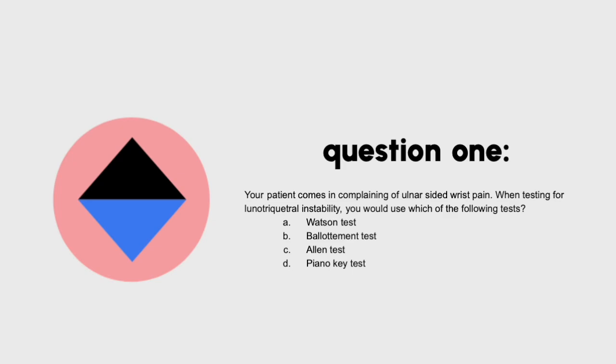The correct answer here is B, the ballottement test. The Watson shift test is for scapholunate injuries. Allen's test is going to be to test circulation to the hands, and the piano key test is for DRUJ instability.